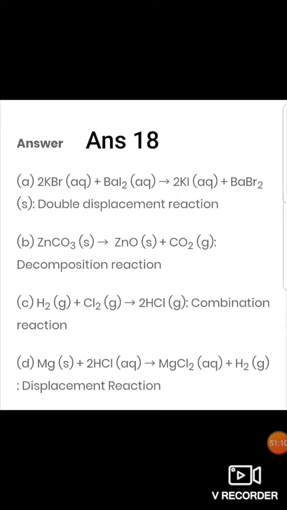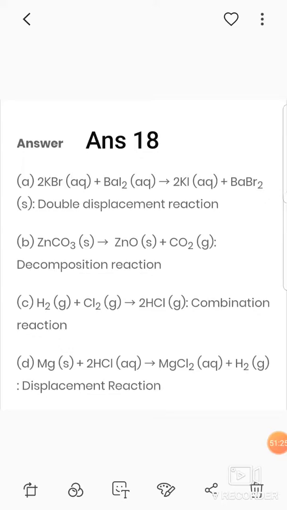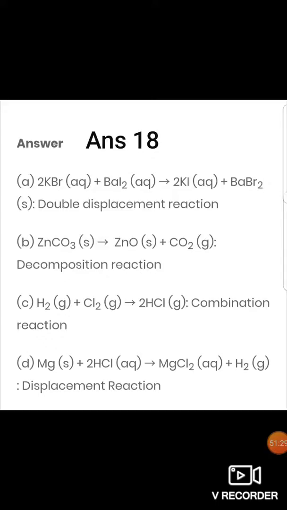Not aluminium, it's iodide. So here potassium was with bromine on the left hand side and barium was with iodide. After reacting, on the right hand side, potassium is with iodide and barium is with bromine.